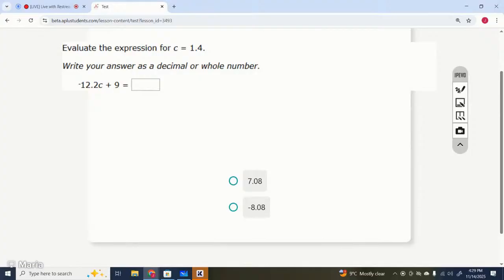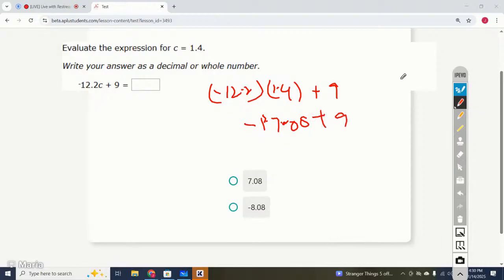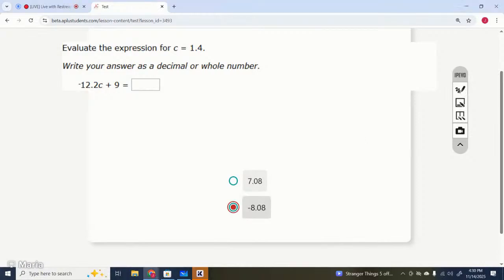Evaluate the expression for c equals 14. Negative 12.2 times 1.4 and plus 9. So let's just evaluate. 12.2 multiplied by 1.4, that equals 17.08 plus 9. So just add, that is 8.08. Option number 2 is the correct option.